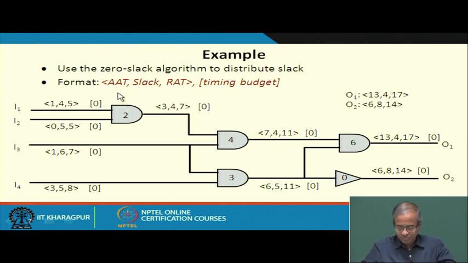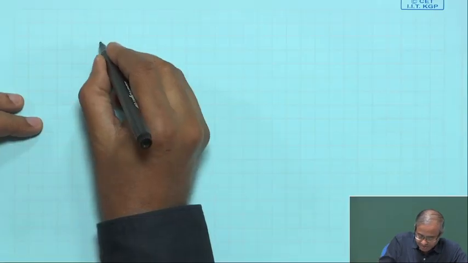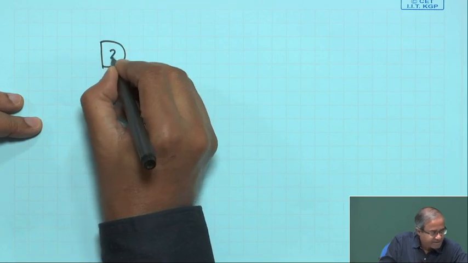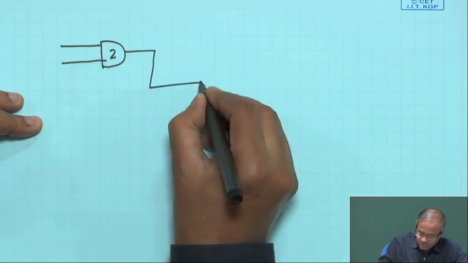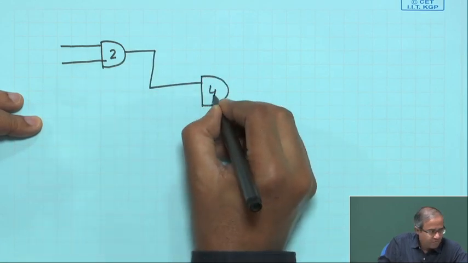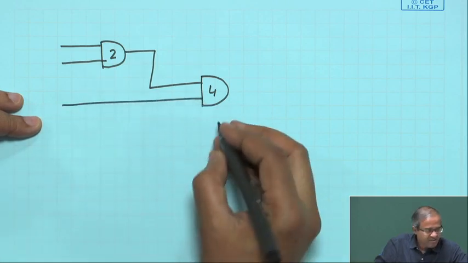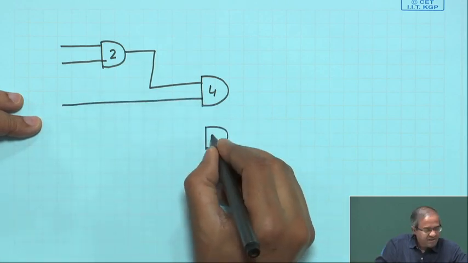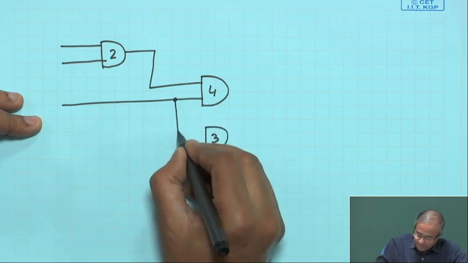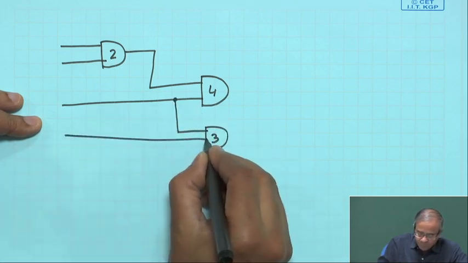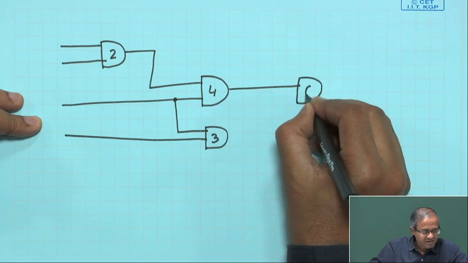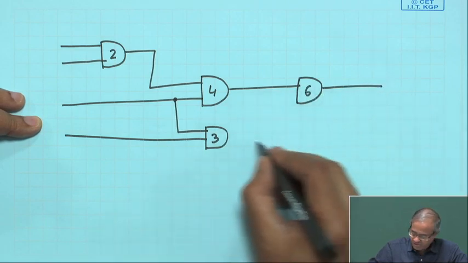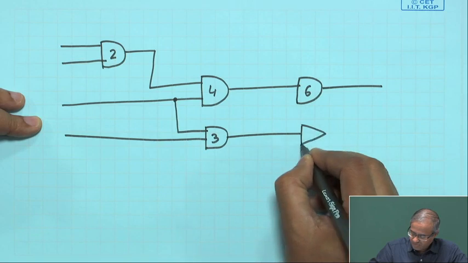Let us just work this out, because it will be easier for you to understand. Let us just work out this circuit here. Suppose I have a gate like this, the output of this is going to another gate, this has a delay of 4, there is another gate, delay of 3, there is another gate, 6, this is the output, buffer, delay of 0.